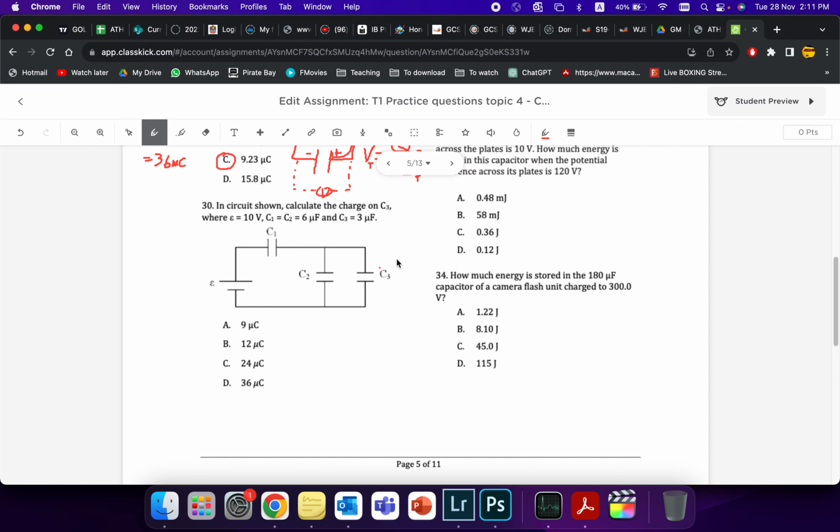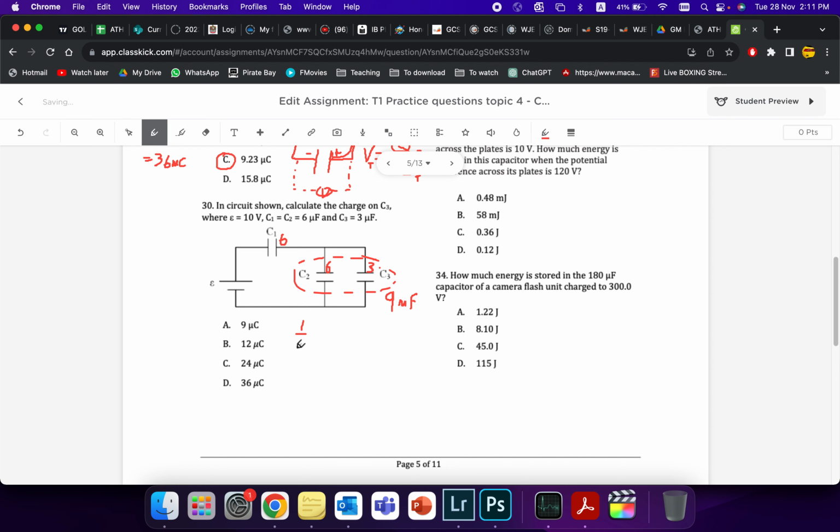What we have is these two in parallel plus series with this one. So C2 is 6 microfarads, and I'm going to keep it in micro because this is in micro, and this is 3 microfarads. C1 and C2 are actually 6, so that is also 6. So what I'm going to do here now is 6 plus 3. This is a total of 9 microfarads. That's the final one there, 9. And then I have C1.